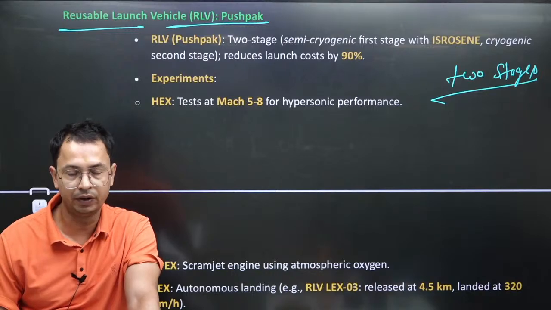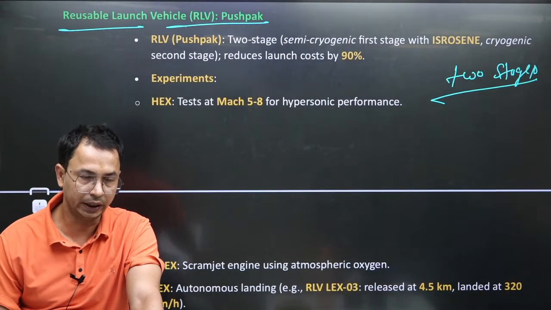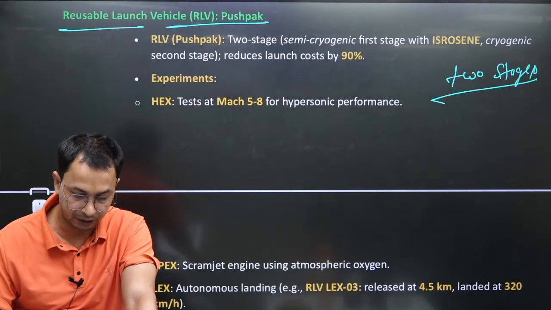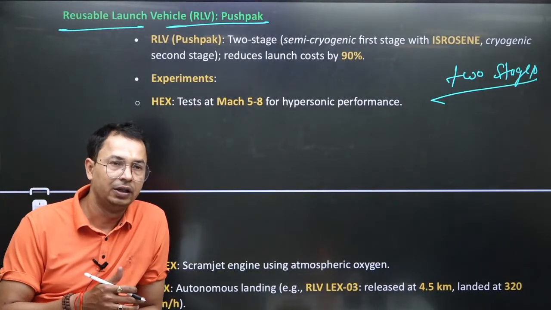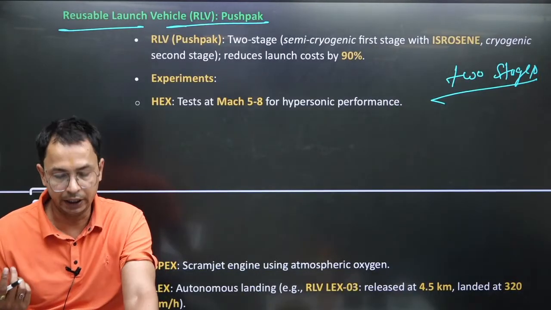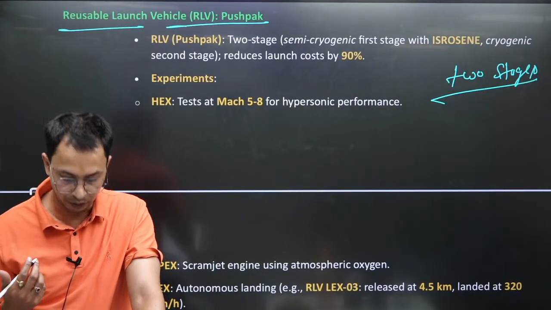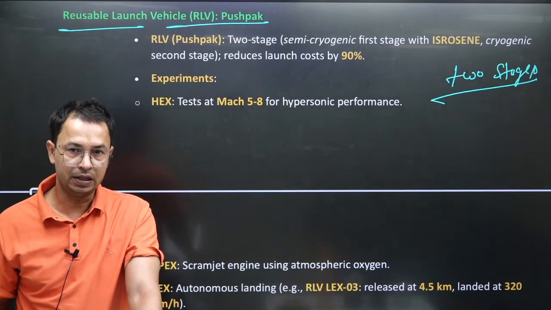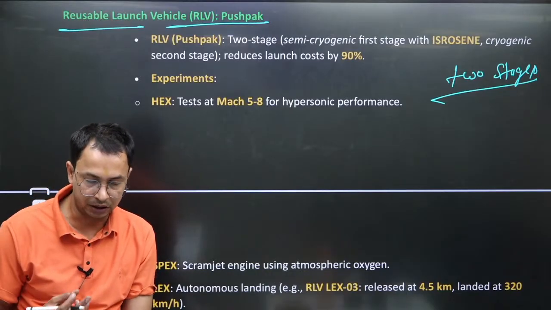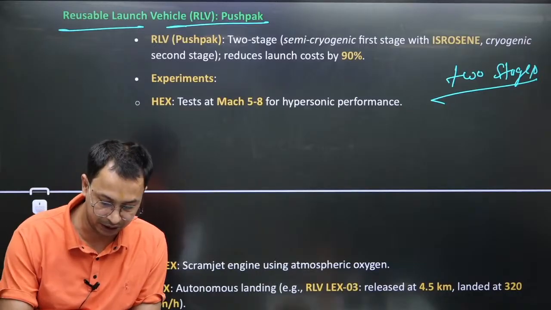Matlab it will place the satellite into the orbit using the 2 stages of the rocket, and here this is recoverable. If we recover these stages, then the launch cost will be reduced by 90%. It means the space share of ISRO in the space economy will automatically increase. To have such a reusable launch vehicle, that is also known as Puspak, we have tested certain technology.